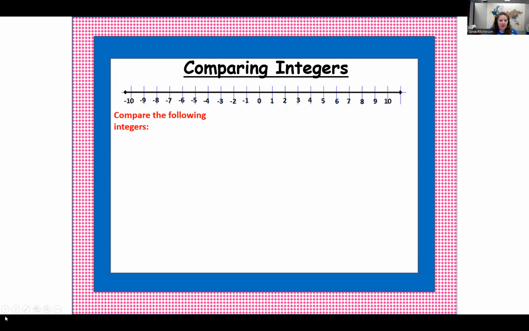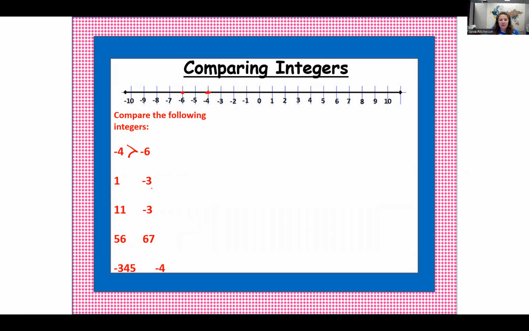So let's compare the following integers. Hopefully you have my notes. I want you to compare these by using greater than or less than symbols. All right, so -4 and -6. I'm going to find them right here. I'm looking for the one that's farthest left, which is the smallest. Since -4 is to the right of -6, I'm going to say -4 is greater than -6.